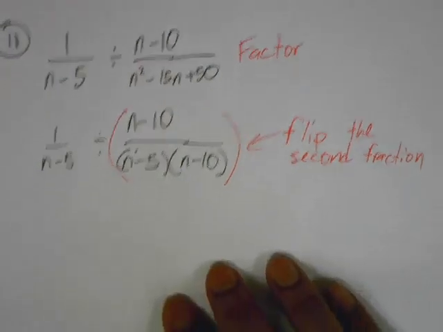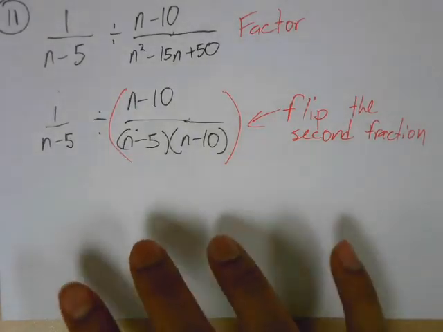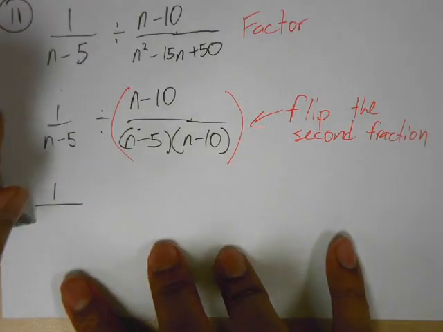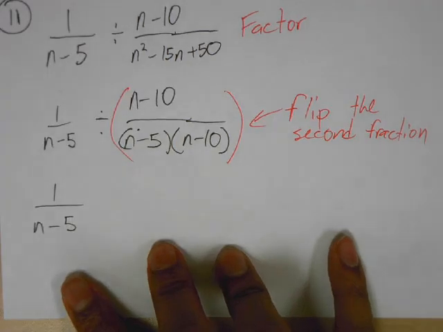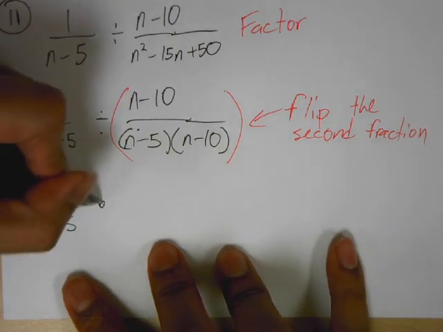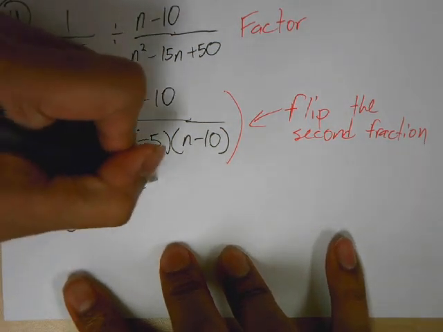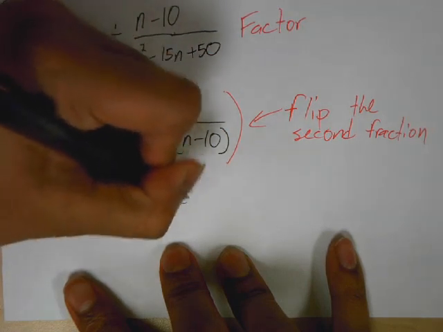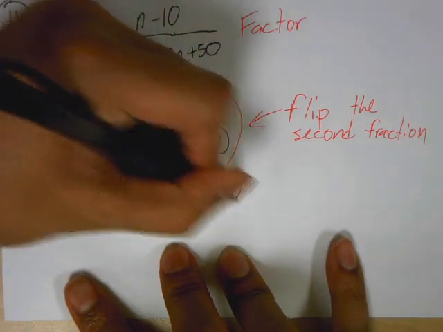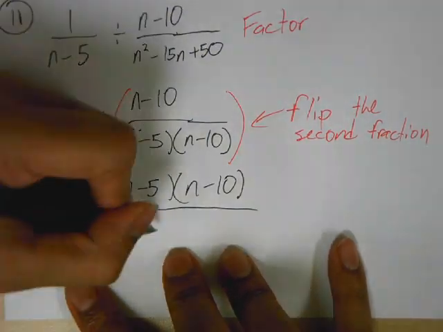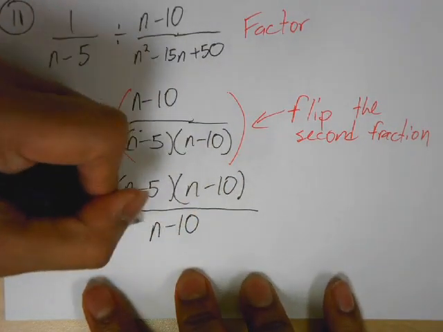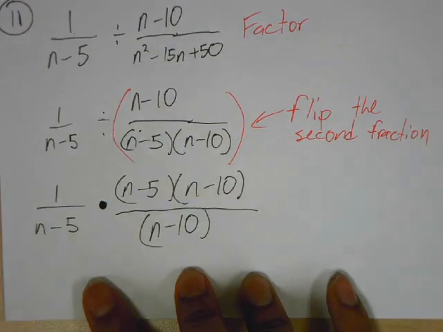All right? So what I'm going to end up with now is 1 over n minus 5. And this is no longer going to be a division problem now. Now it's multiplying, right? So we flip and multiply. You may remember that rule from when we worked with fractions way back in elementary school. Okay, so here we go.